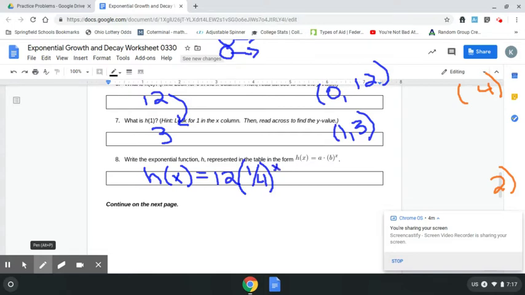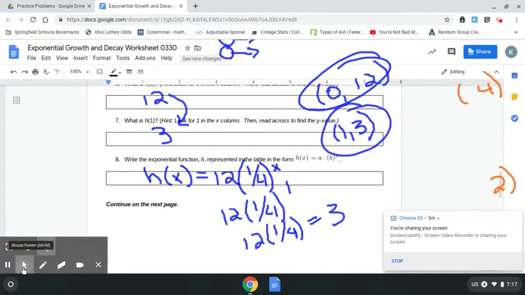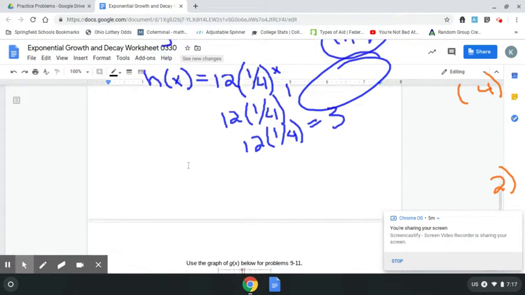To test this, if I plug in 0 for the exponent, anything that's a non-zero base to the 0 power is 1. 1 times 12 is 12. So that checks out that answer. If I plug in 1 here for x, that's going to be 12 times 1/4 to the first power. 1/4 to the first power is still 1/4. And 1/4 of 12 equals 3, confirming this answer here. A lot of confusion on that one, so I wanted to make sure I went through those ones.